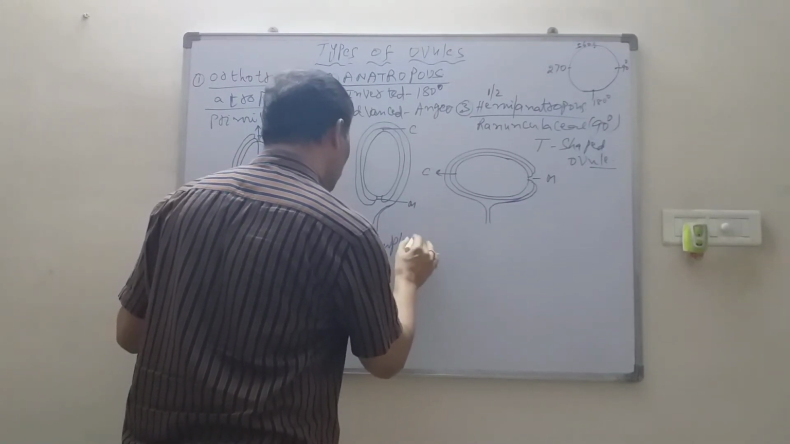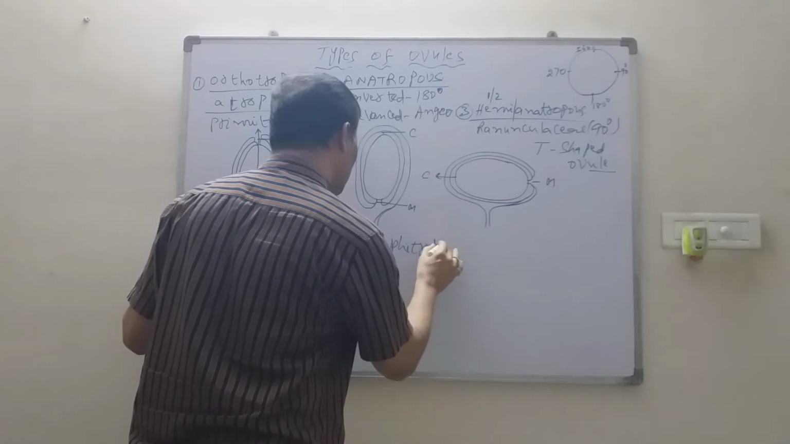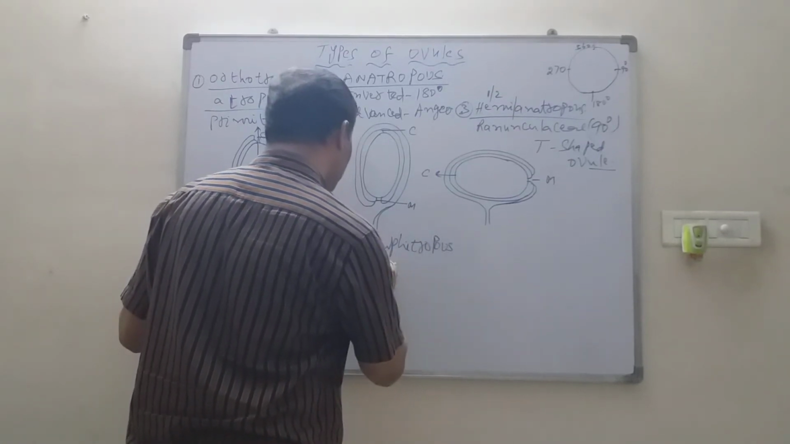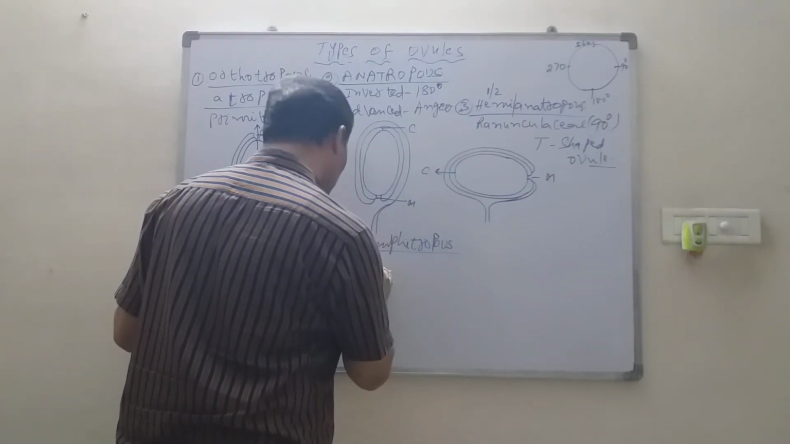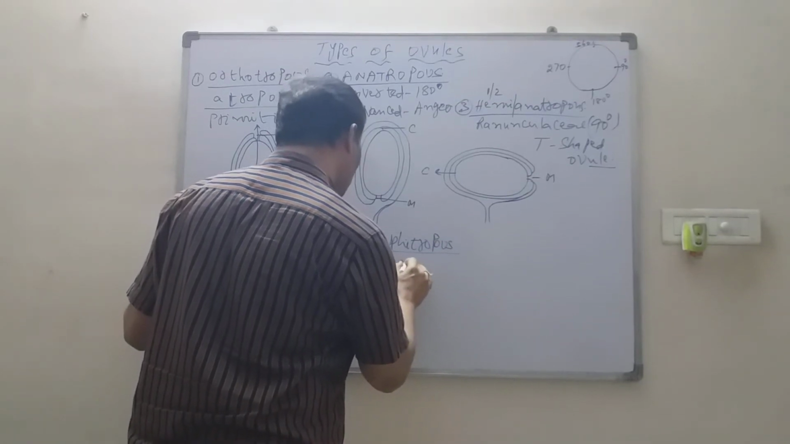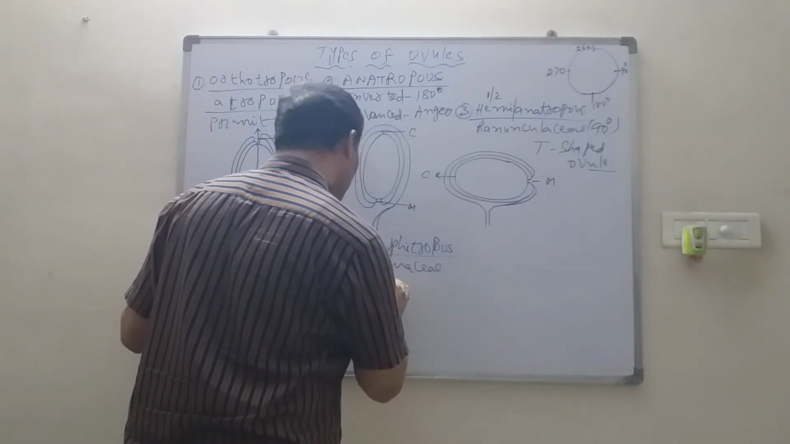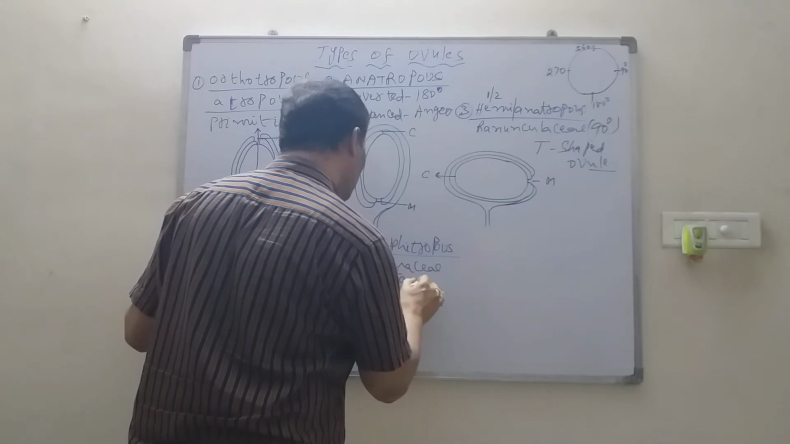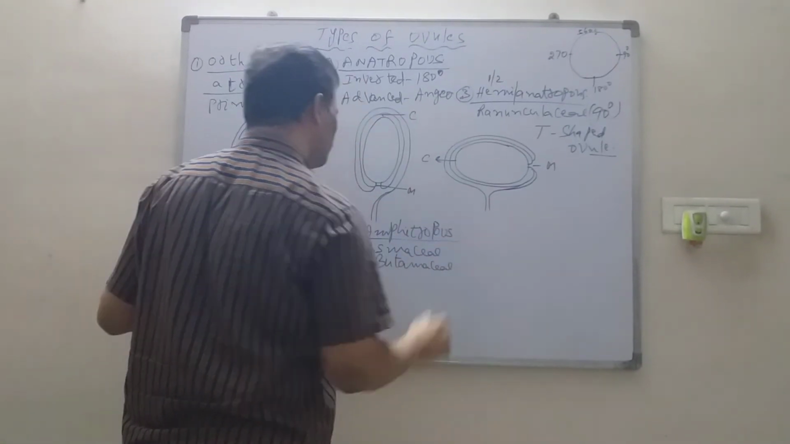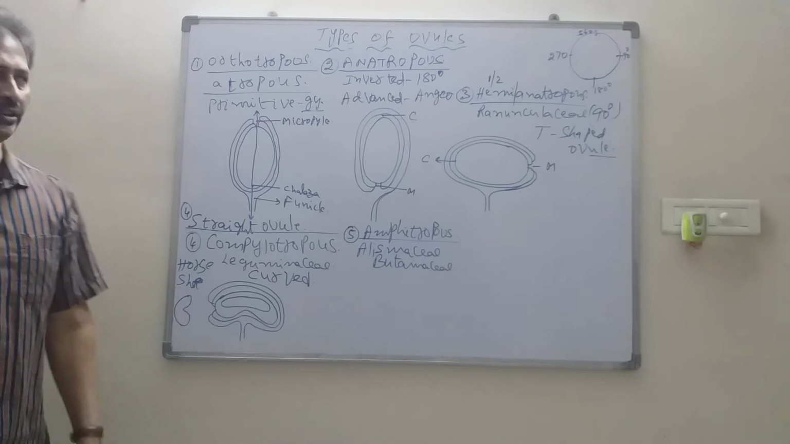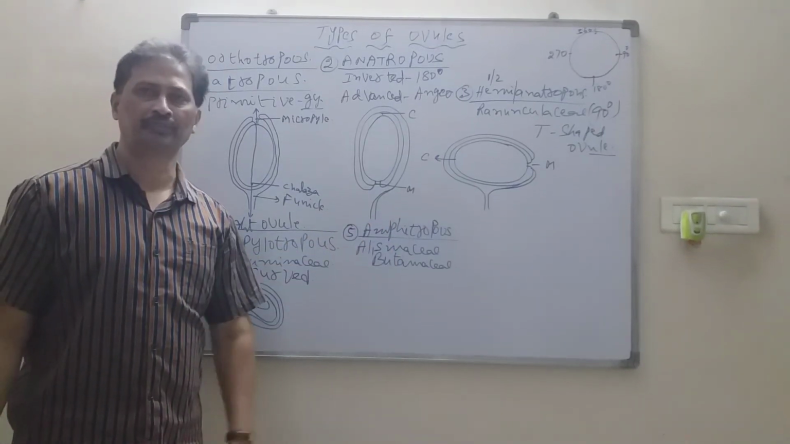So this is the fourth type, and the fifth type is called Amphitropous. So this Amphitropous ovule is found generally in two examples. One is called Eriocaulaceae, and the second one is called Butomaceae. Eriocaulaceae and Butomaceae. These are the two families where you can find the presence of Amphitropous.